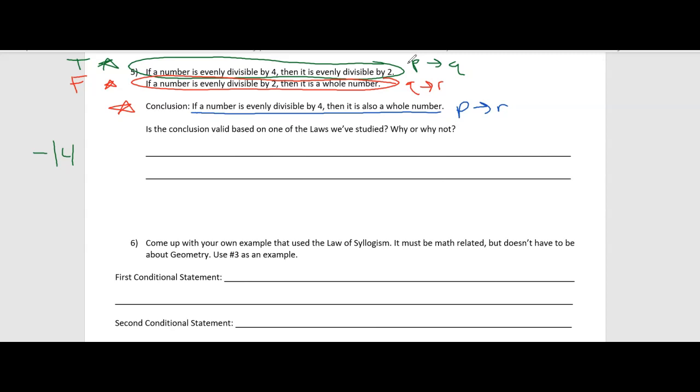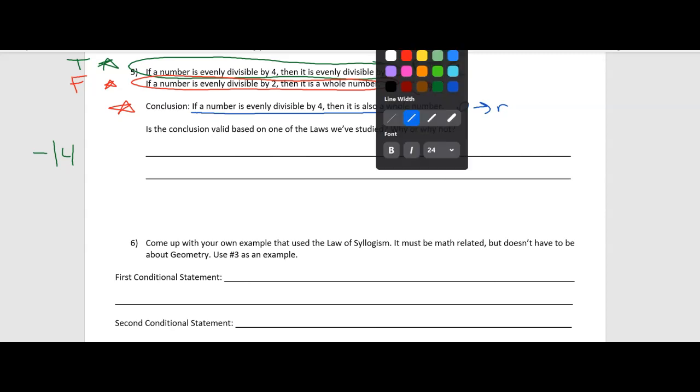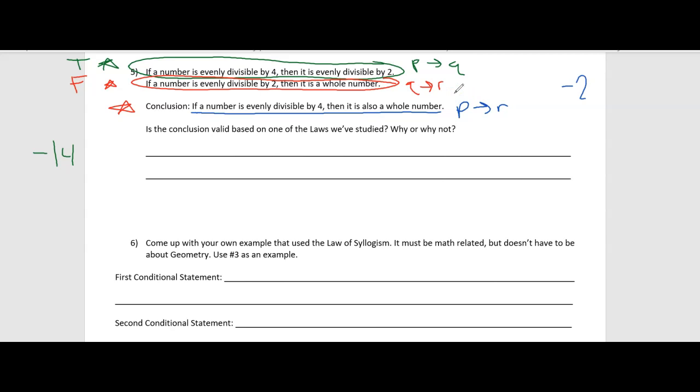And you can see that this conclusion would be false, right? If a number is evenly divisible by 4, then it is also a whole number. Well, no, right? There are negative numbers that are divisible by 4 evenly, but they're not whole numbers. So no, not valid, because the second conditional statement wasn't true.